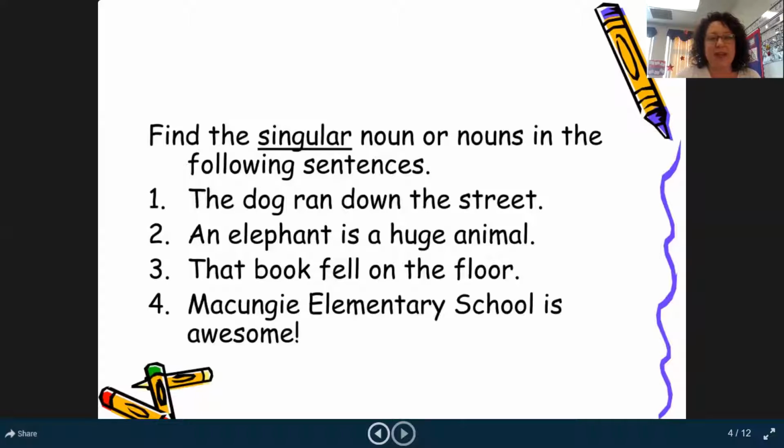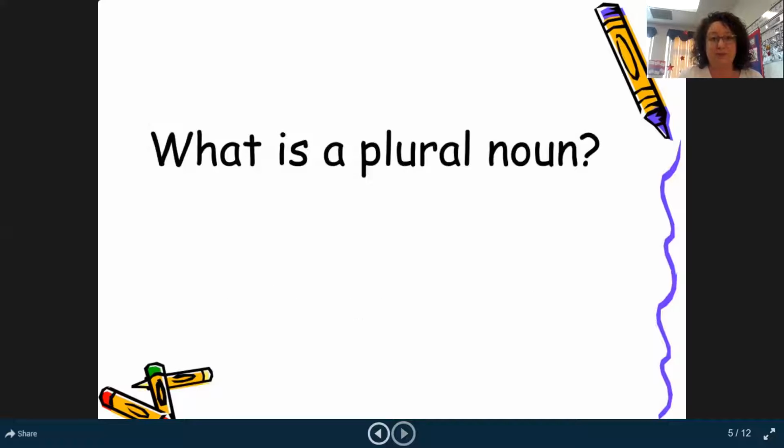Find the singular noun or nouns in the following sentences. The dog ran down the street. Dog and street, those are just one thing. An elephant is a huge animal. Elephant, animal, those are just two nouns, just one of each. That book fell on the floor. Book and floor, just one of each, one book and one floor. Elementary school is awesome. Just the elementary school is the singular noun because it's just talking about one school.